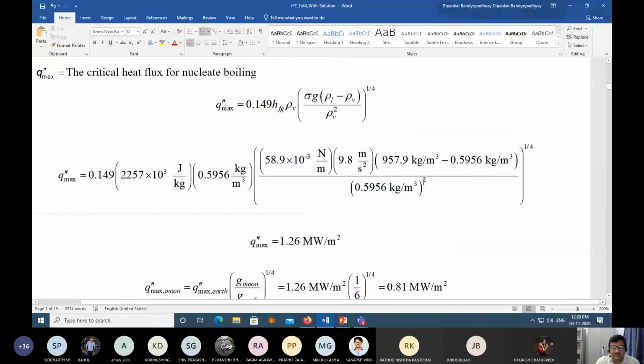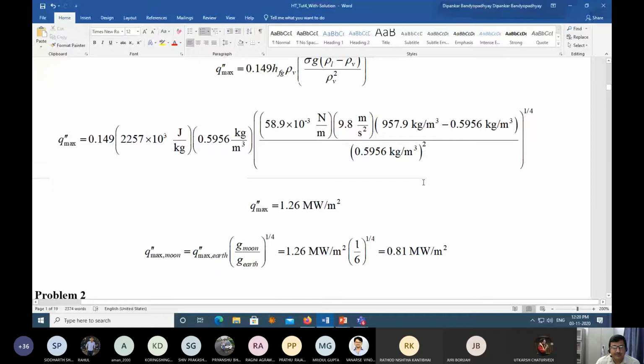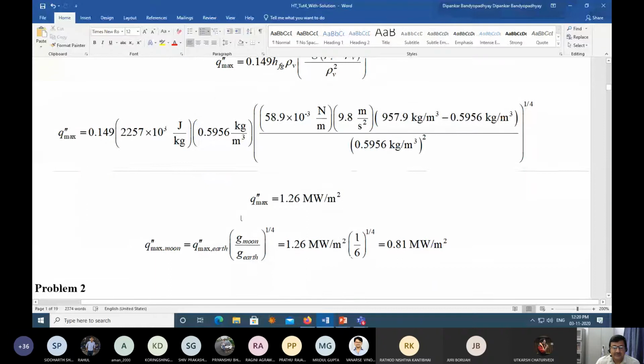And so calculate what will be the difference between q_max on the Moon and on Earth. How do you get it? Everything else remains the same, right? What is the change? It's the change in g, correct? So this will become (g_moon/g_earth) to the power 1/4, correct? So then from there you can evaluate. Okay, do that at home.